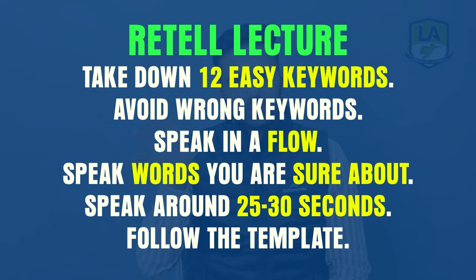Again, to sum up how you get full points: take down around 12 keywords, easy keywords, neat keywords, and make sure you write as clearly as possible, avoiding long keywords. Speak in a flow, don't go too fast or too slow. Take natural pauses but avoid any kind of unnatural pauses. Pronunciation: do not speak any word you're not sure of, rather you can repeat the easy words. That's what you have to do. Speak around 25 to 30 seconds, follow the template and you'll be 100% fine.